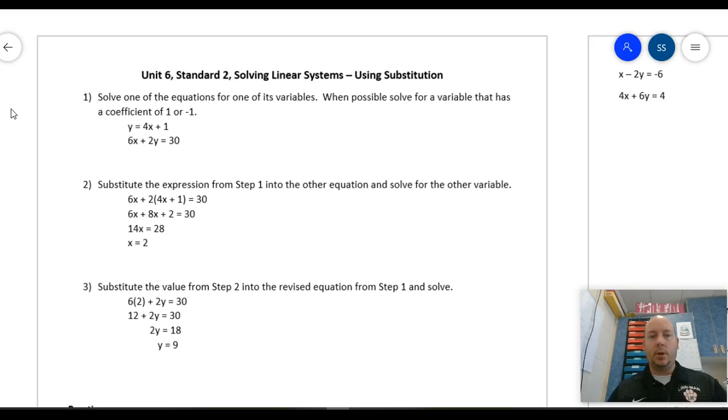All right, so our standard we're looking at here is solving linear systems again, but instead of graphing this time, we're going to use what's called substitution. Okay, so I'll walk you through the steps, and then we'll try some practice problems here together.